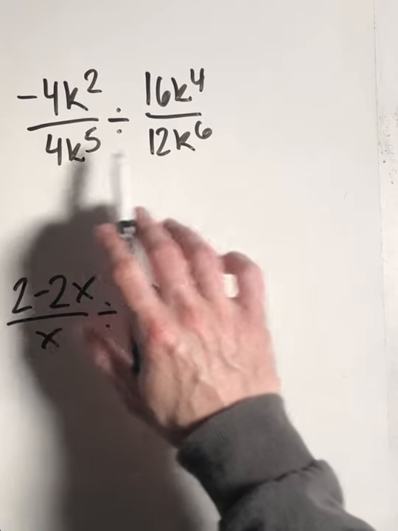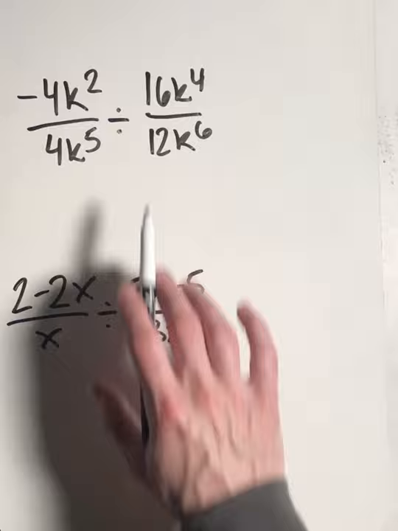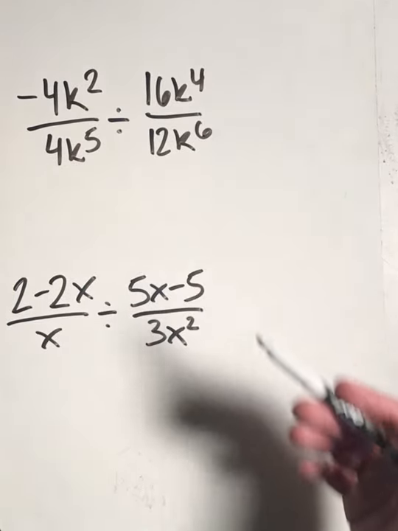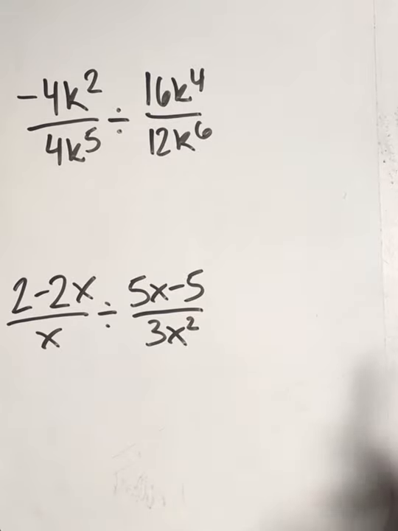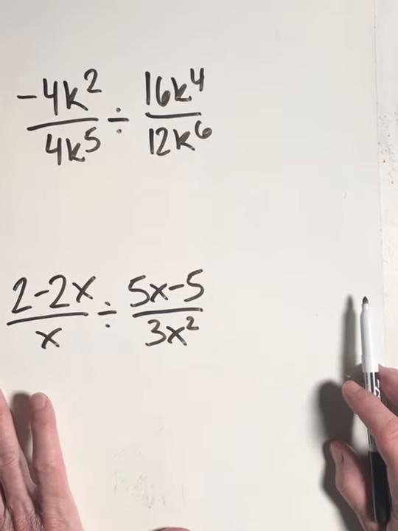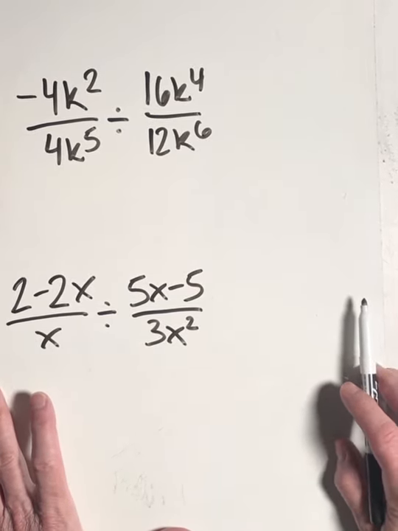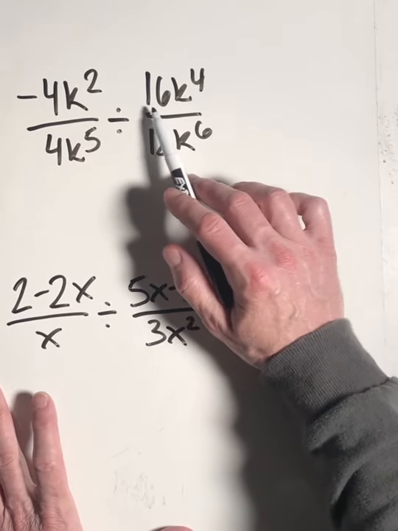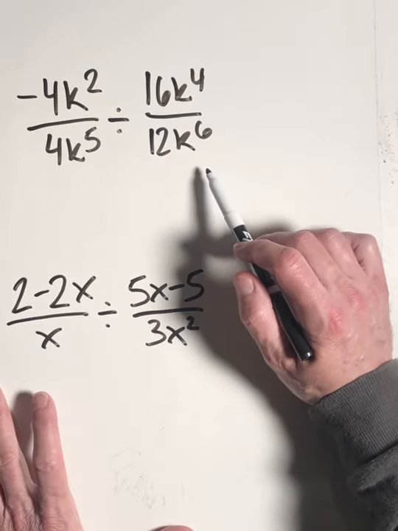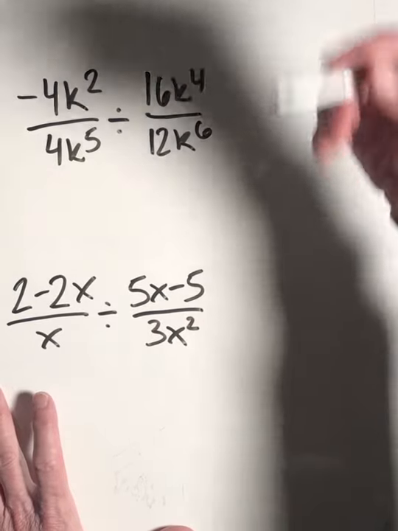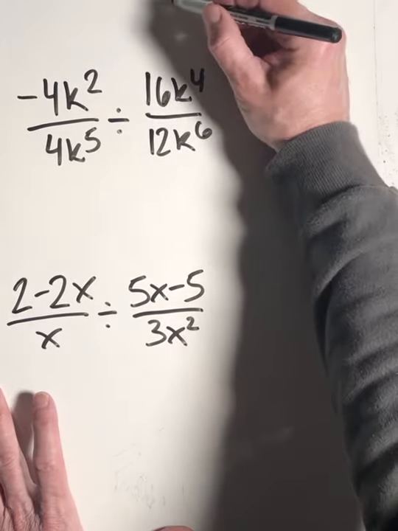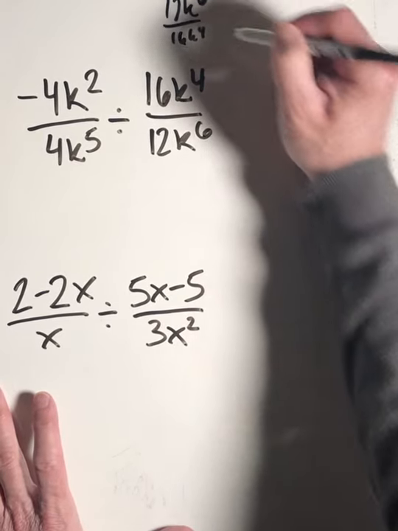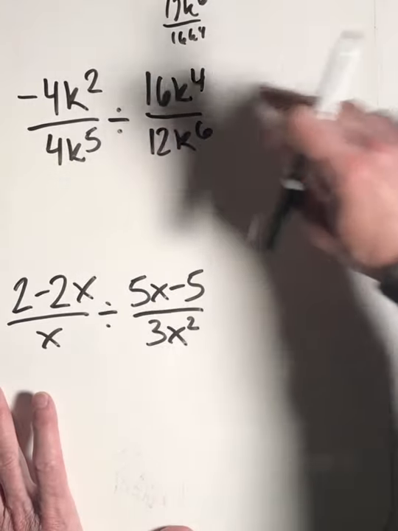When we divide rational expressions, we have to remember that that's just the same as dividing by a fraction. We're going to multiply by the reciprocal. So before you even start simplifying these by factoring, I would re-express them as multiplication by the reciprocal first. So instead of dividing by 16k to the fourth over 12k to the sixth, we're going to multiply by 12k to the sixth over 16k to the fourth, because we're going to multiply by the reciprocal.